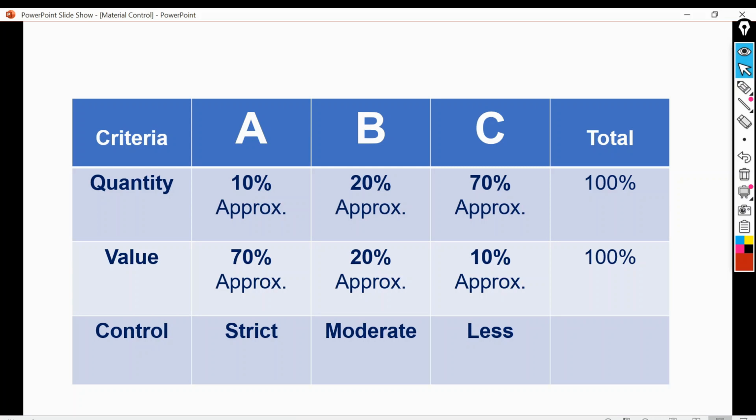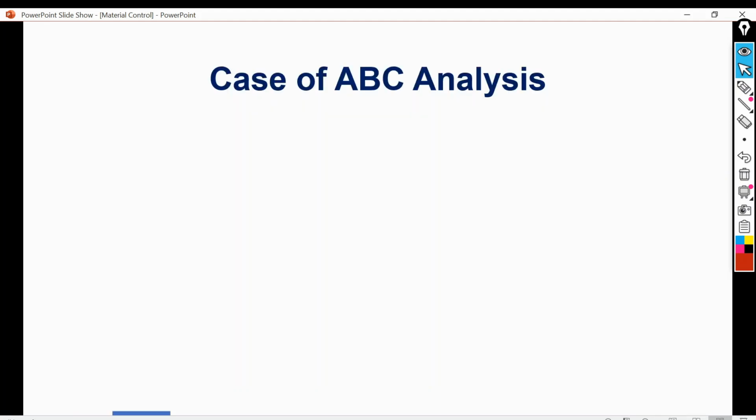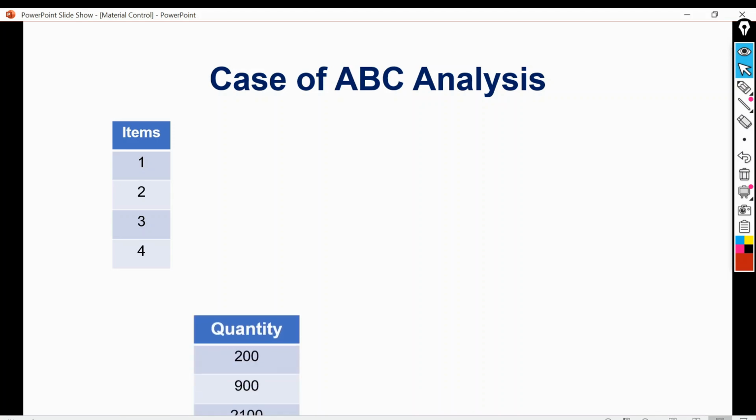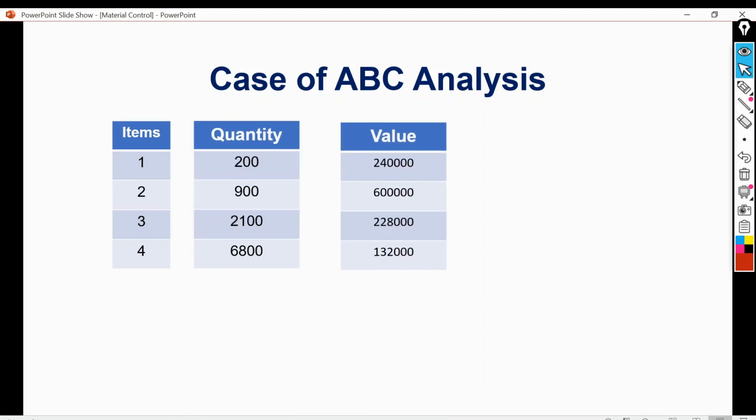Control wise criteria: we apply strict control to items held under category A, B is the moderate control level, and C is the less control level. The entire procedure for making an ABC analysis can be summarized in different steps, like calculating rupees per item. Case study of ABC.